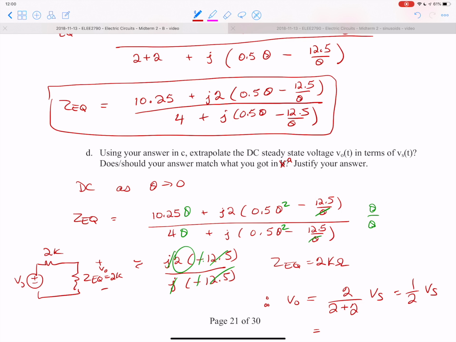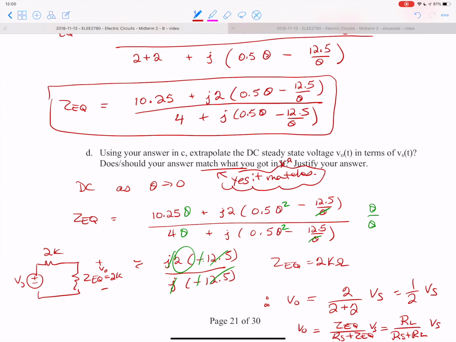Notice that this is equal to ZEQ over Rs plus ZEQ. But ZEQ is actually just that resistance. This is actually the same thing that we got in part 1, which is RL over Rs plus RL times Vs. And in fact, we do match. And it's a good thing it matches. That's what we would expect.